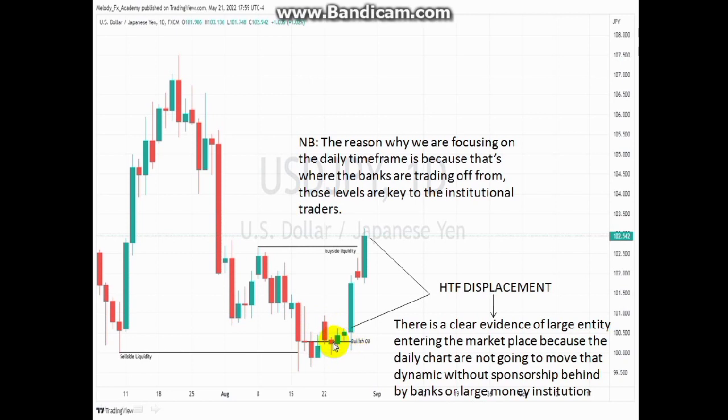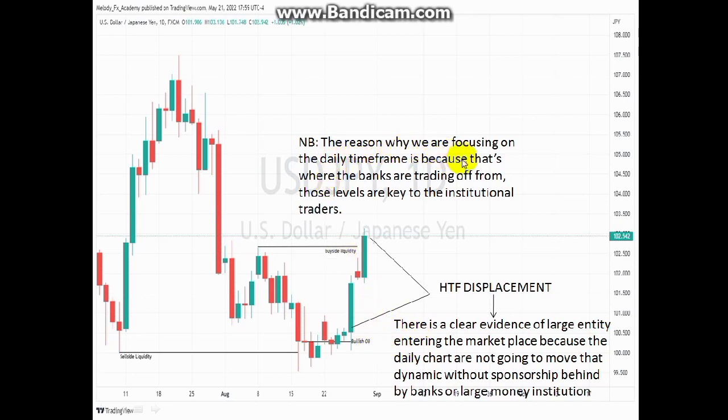Okay, so smart money obviously bought into this bullish order block, the last down candle before this up move, right? This is proof that smart money are actively trading, because guys, this is the daily time frame, and it's going to take lots and lots of orders to move price and create this kind of huge displacement. Okay, so this is clear evidence of a large entity entering the marketplace.